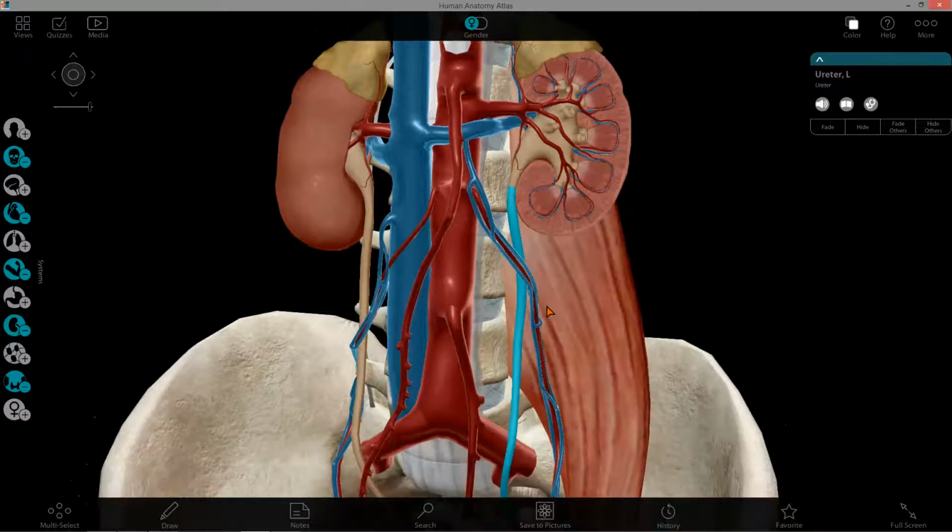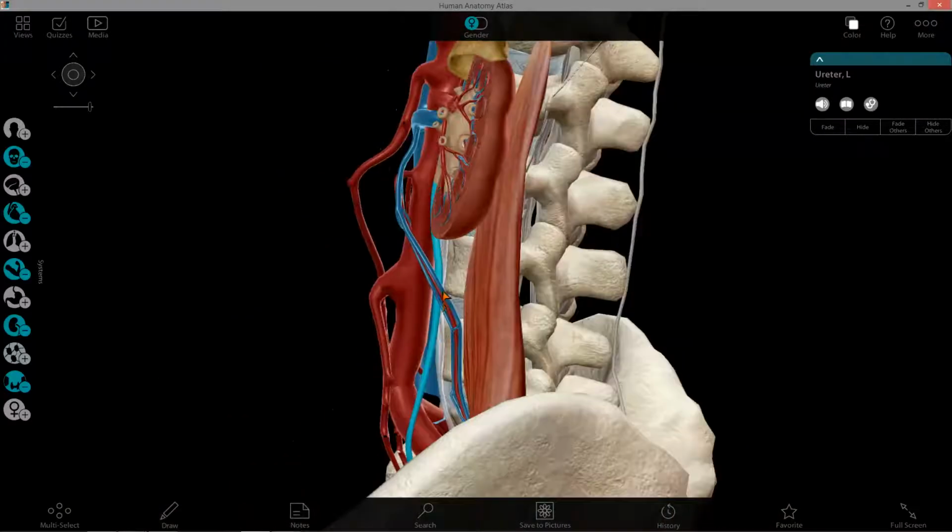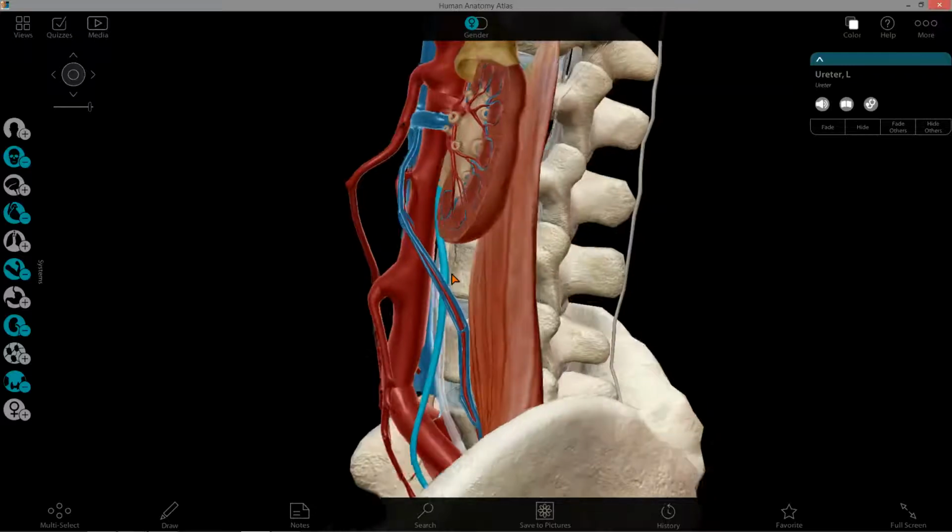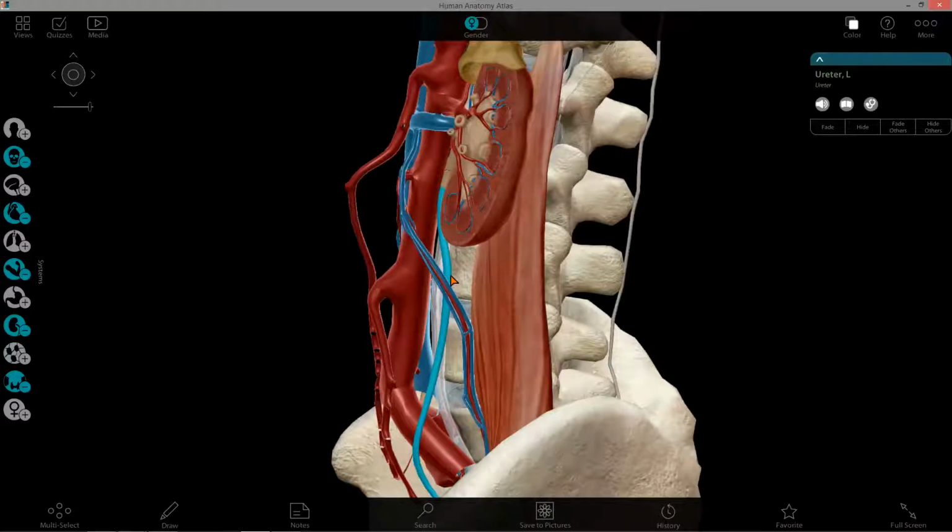It runs, I'm going to move laterally here again, it runs posterior to the left gonadal artery, and this is what's known as a bridge over troubled water, the water being the left ureter, my apologies, with the bridge being the gonadal artery.